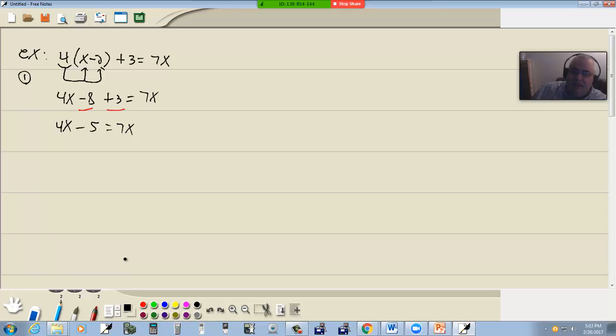Step 2, get rid of fractions, don't have any. Step 3, get everything with x on one side, numbers on the other. So I'll take this 4x and move it over, and we end up with negative 5 is equal to 7x minus 4x. When you take anything across the equals, your sign changes. Our note says that at any step combine together like terms. Like terms is where you have the same variables to the same power. 7x minus 4x gives us 3x.